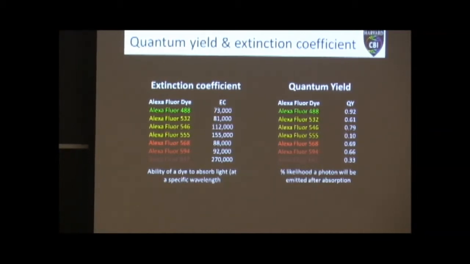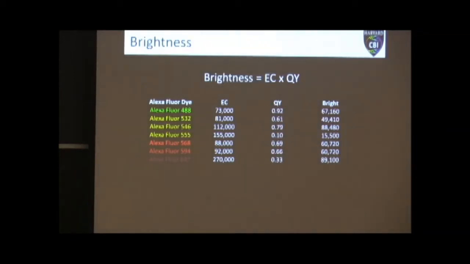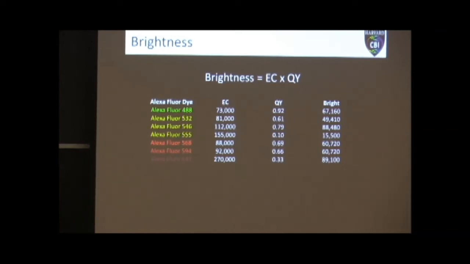You might see it sometimes in charts referred to as brightness. What's one of the easiest things you can do with these two numbers? Multiply them. Good job. See, we're getting this working. Okay, so brightness is the extinction coefficient multiplied by the quantum yield. Right? And this gives you a much better way to compare dyes to one another.